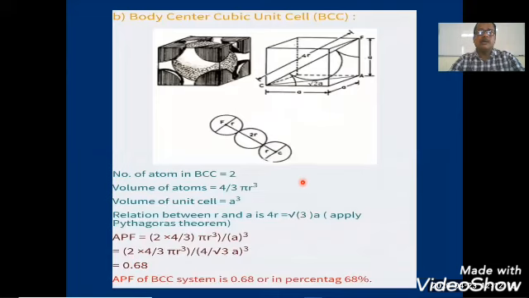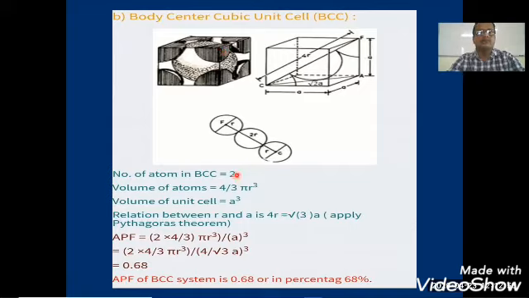Now what about a BCC unit cell? So this is a sketch of a BCC unit cell. These are the units at the corner, and this is the unit at the center of the cubic unit cell. So here also you can see there are a lot of open spaces. The entire volume of the unit cell is not occupied; there are empty spaces. Now in case of BCC unit cell, the number of atoms per unit cell is 2.